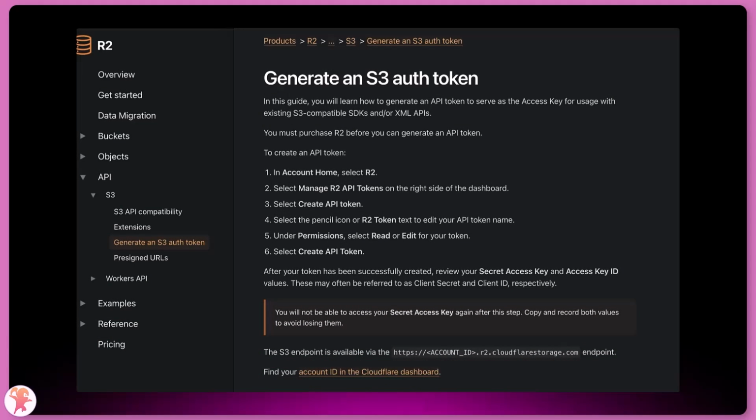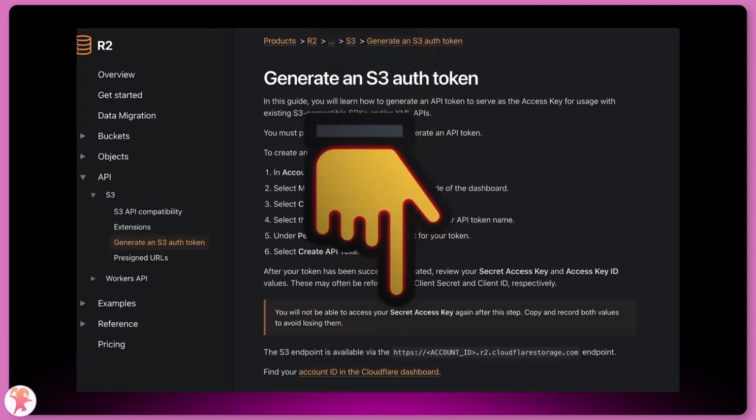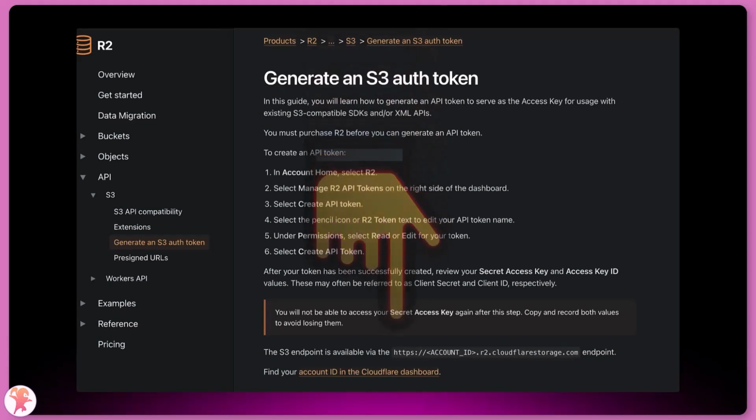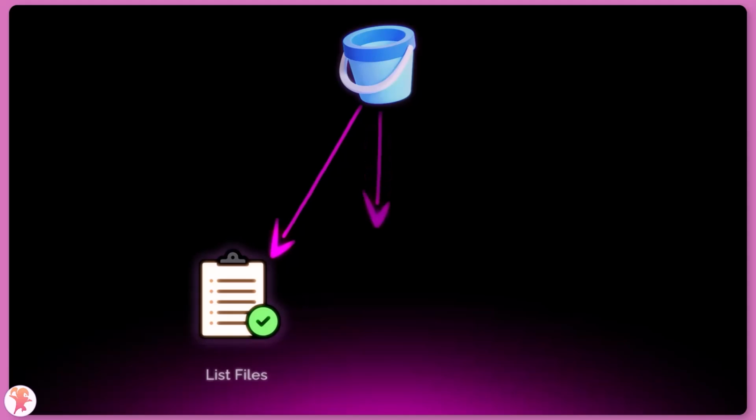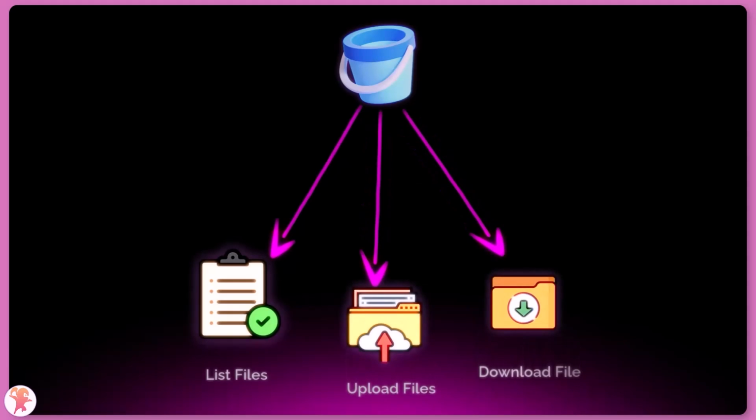I'm leaving a link below in the description to show you how you can grab your own environment variables from the dashboard. With this done, you can now call your bucket directly to do things like list the number of files you have in there, upload a file, or download files locally.